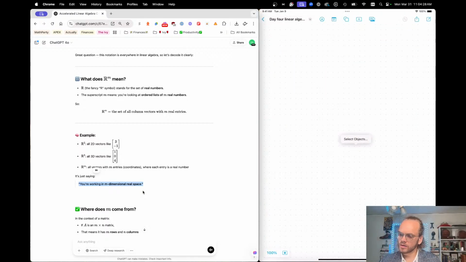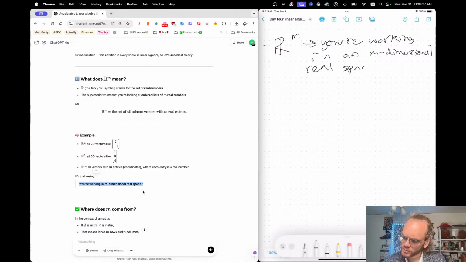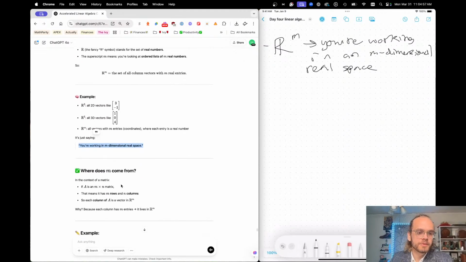So R^M, you're working in an M-dimensional real space. What is a real space? I assume it just means there's no imaginary numbers. There's probably a deeper understanding of it than that, but that works for now.